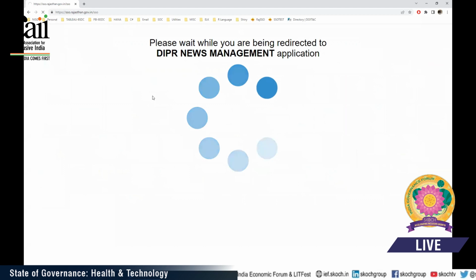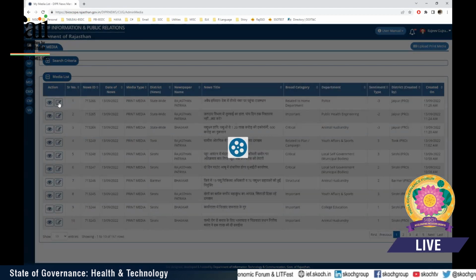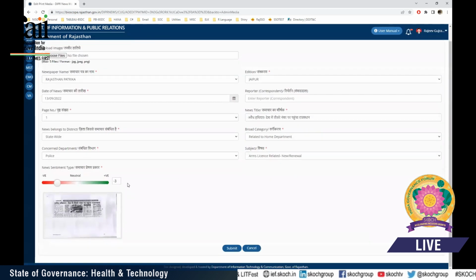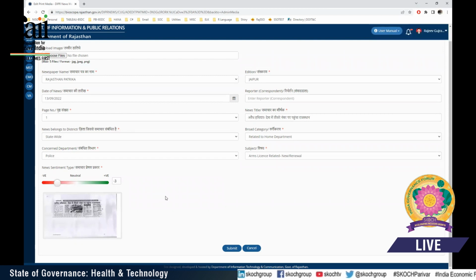I'm just showing you one such news item which is published today, and some score is assigned to it. As we are speaking, this is a news published today in Rajasthan Patrika related to Home Department. You'll see there is some score assigned by the system, which is -3, based on the content of the news in the media. But as I told you, there is a central team who has the flexibility to further moderate it. So they can change the score here if they believe the AI engine has not done it correctly.